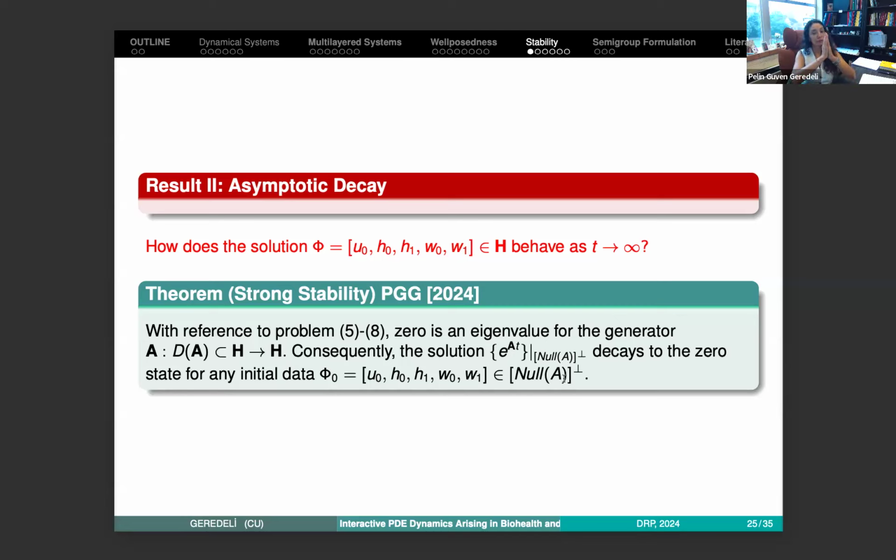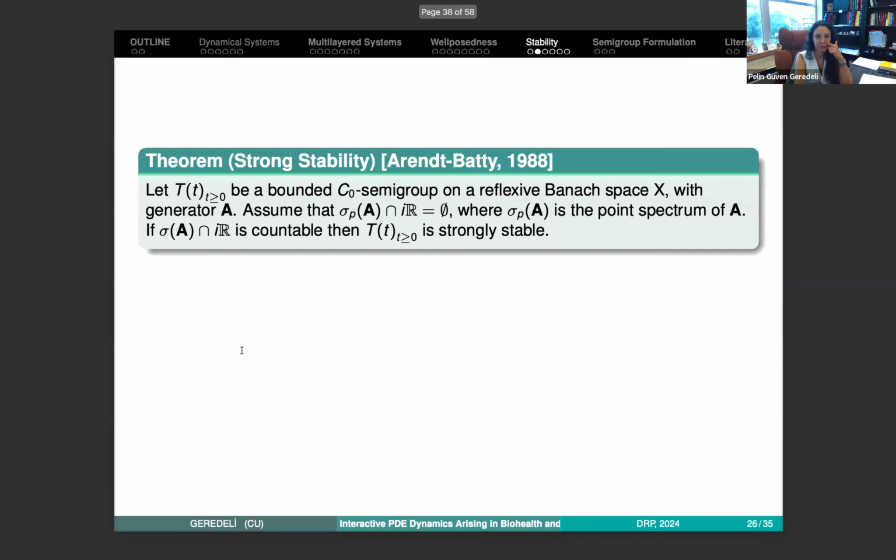So I can only work on the orthogonal complement. Of course, there are some reasons to do that, but it's a complicated theory. But still, I can prove my solutions will decay to the 0 state only in this left subspace. Fortunately, the null space is just one-dimensional, so I just remove the one-dimensional subspace from the entire state space H. So I'm just working on the left part. So I can prove there is strong stability.